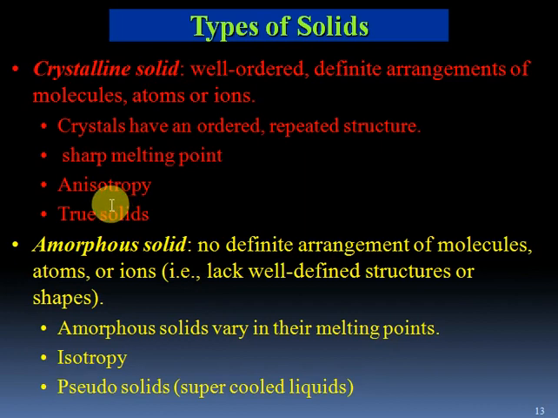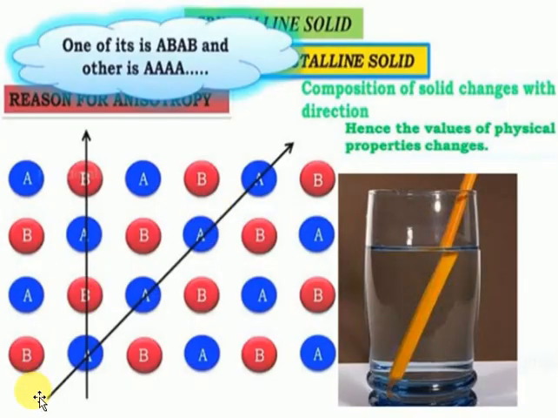Crystalline solids are anisotropic. It's very important. Anisotropic means that when you observe physical properties like refractive index and thermal conductivity, they vary from one direction to another direction. This is called anisotropic. I will give you an example. Look at it. If I observe the refractive index through this line, where only one kind of atoms is there, it will be different.